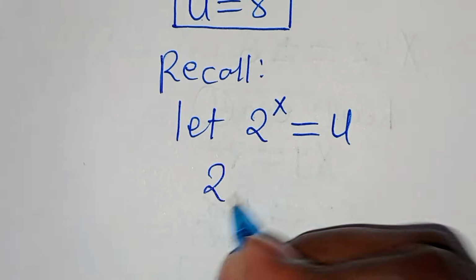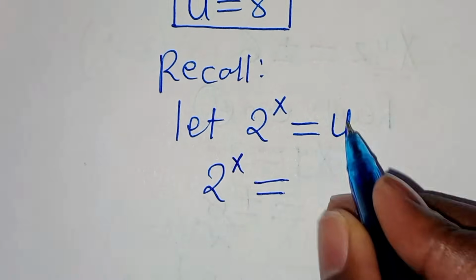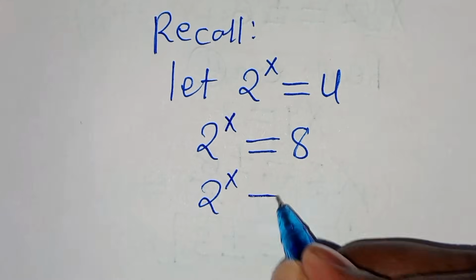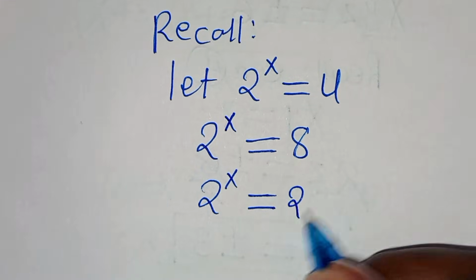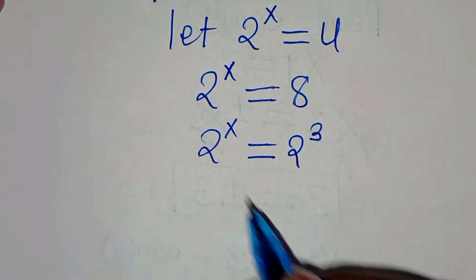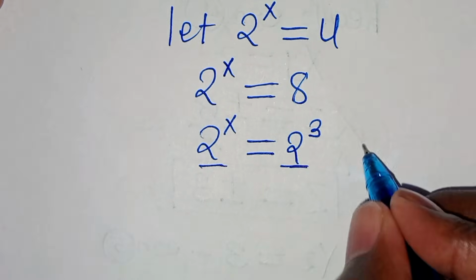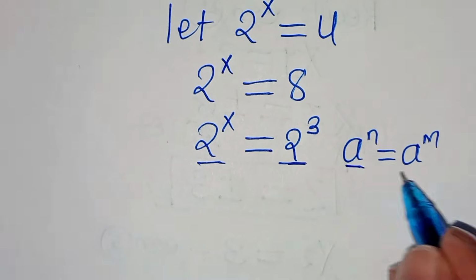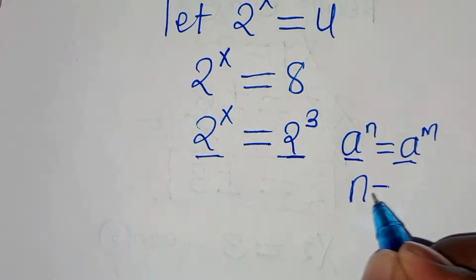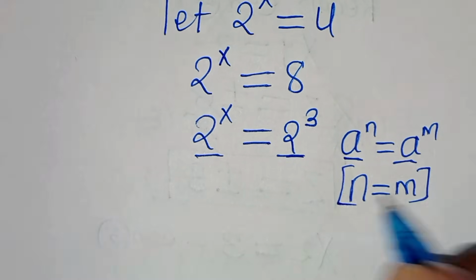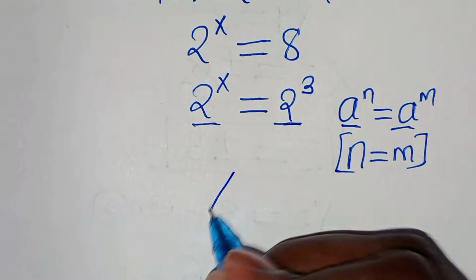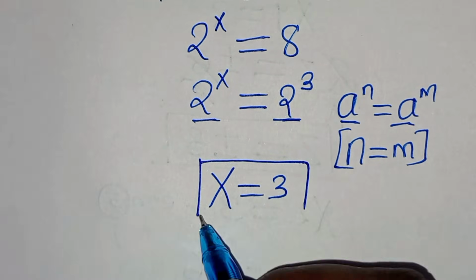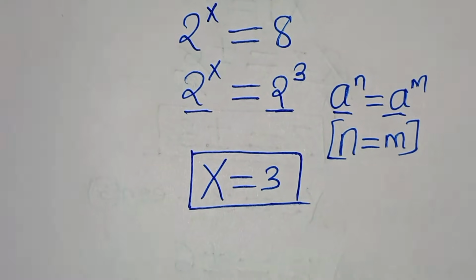So we have 2 to the power of x, this is equal to u, which is equal to 8. So we have 2 to the power of x, this is equal to 8, which is 2 to the power of 3. Since the bases are common, the exponents are equal. So in this case, we have x is equal to 3. So this is the value of x.